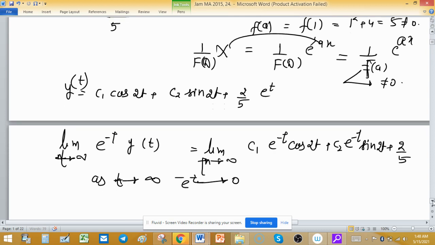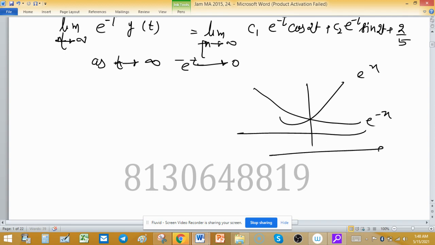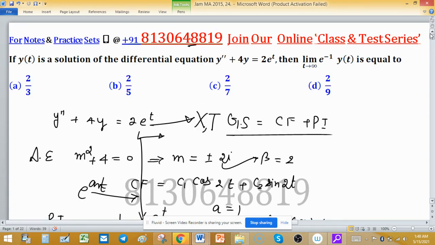How? You can see by the graph: this is the graph of e raised to the power x, and this is the graph of e raised to the power minus x. As you approach infinity, e raised to the power minus x goes to 0. So the value of this is equal to 2 upon 5, because this term will go to 0, this one is also 0, and this is what we finally have left. So the limit as t tends to infinity of e raised to the power minus t times y is equal to 2 upon 5. Now check which option is giving 2 upon 5. Option B is correct.